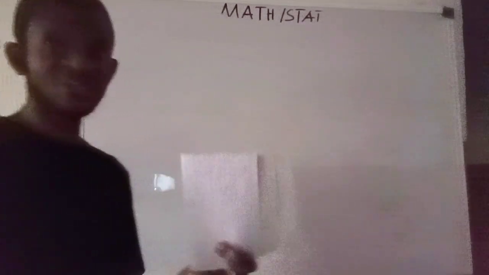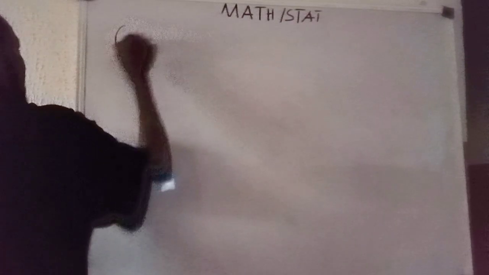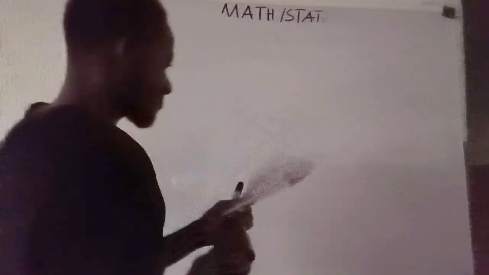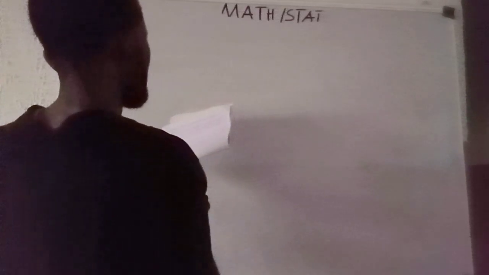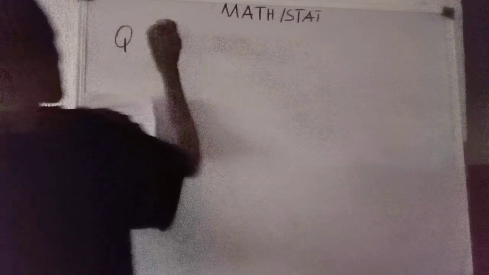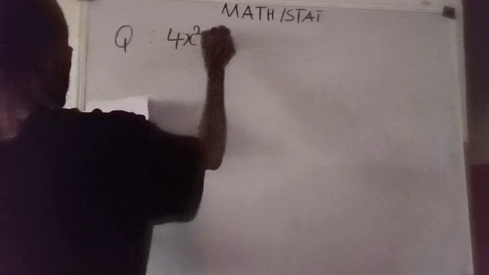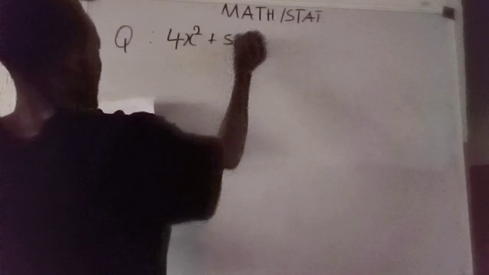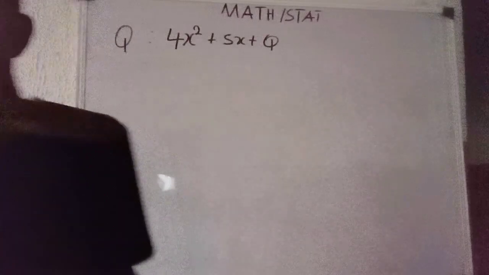The first question says, and I write: what is the value of Q that makes the expression 4x raised to power 2 plus 5x plus Q a complete square or a perfect square?